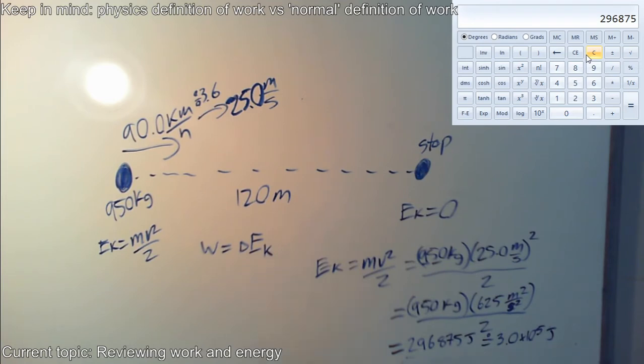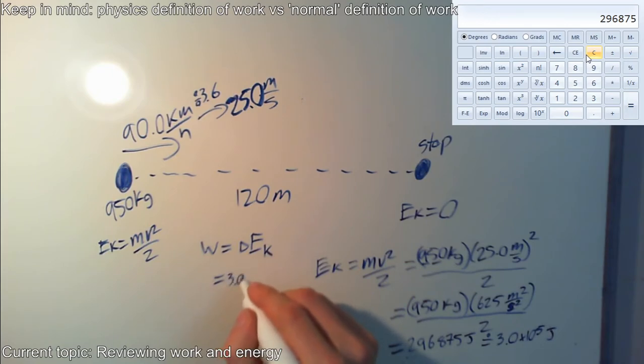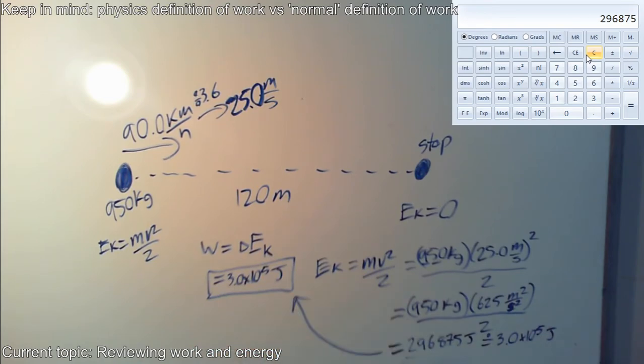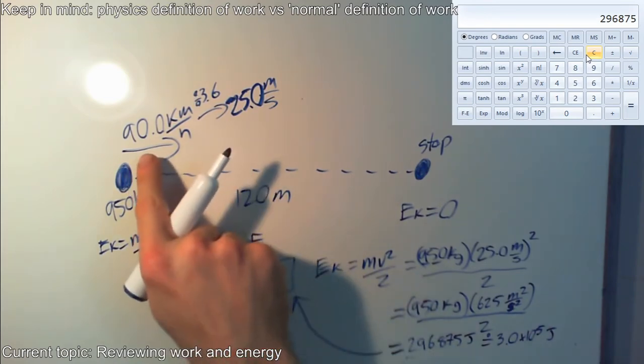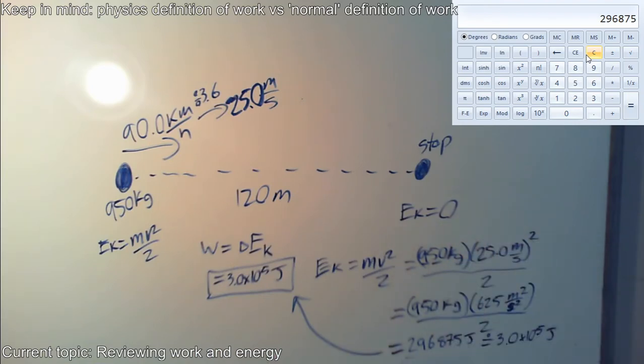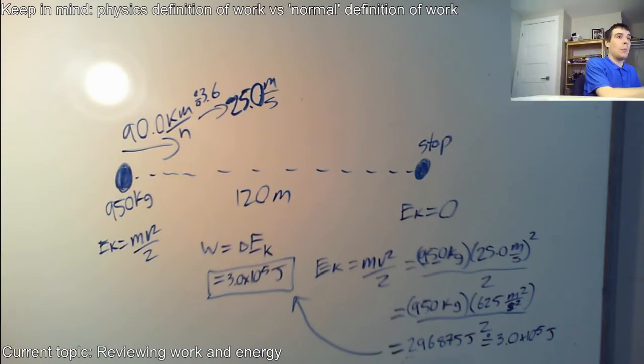So that's how many joules, the work. So work is 3.0 times 10 to the 5 joules. We got that from how much kinetic energy it lost, because it started with kinetic energy and finished with 0 kinetic energy. So it changed in kinetic energy by that much. Take away the calculator. And that's a work problem.